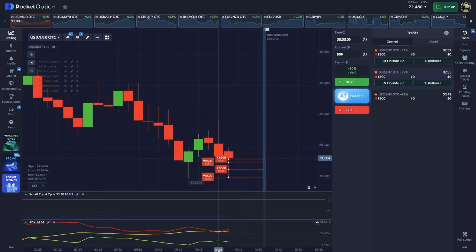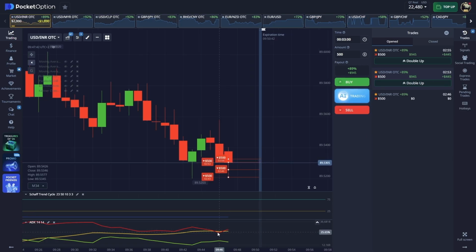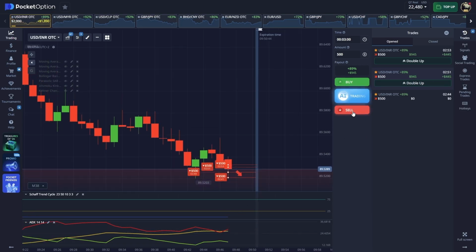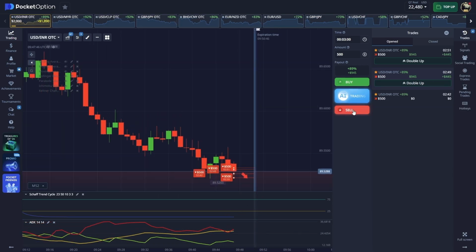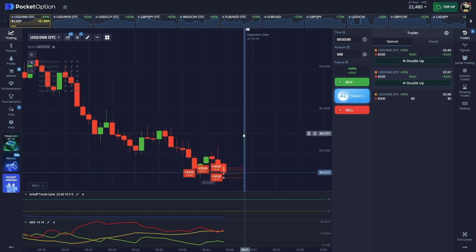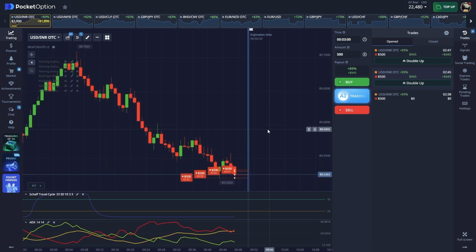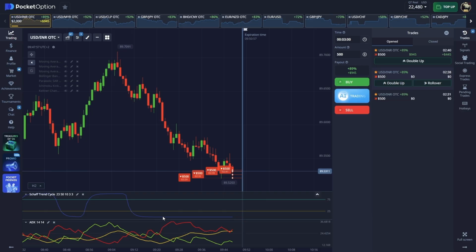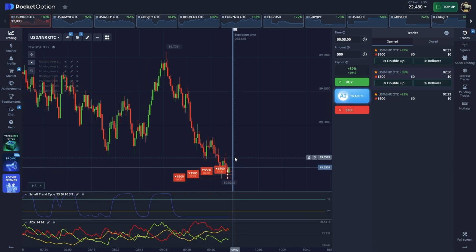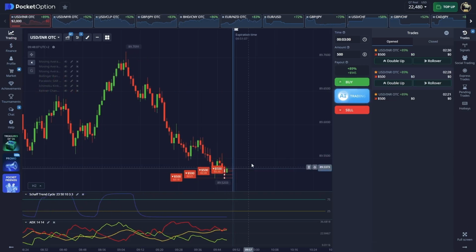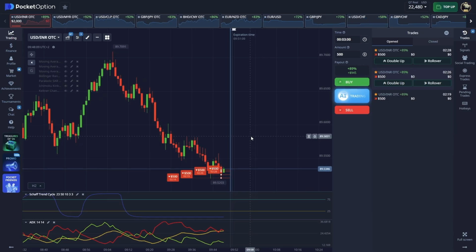Let's zoom in a little bit. We do have the beautiful bounce off the DI minus, and we should see some downwards momentum, some downwards movement coming up. Let's stick with that. Schaff Trend Cycle is in oversold. We do have the bounce of the DI plus, sorry, the DI minus of the ADX. So we should see price continue to make its way down. Okay, now we just need to wait for the timer to run out, for the expiry to run out.